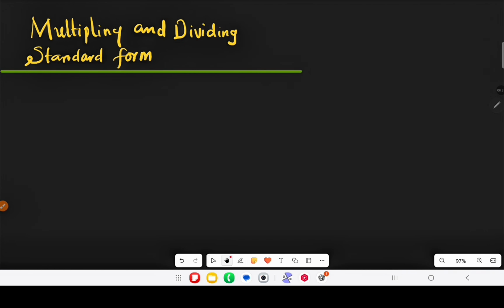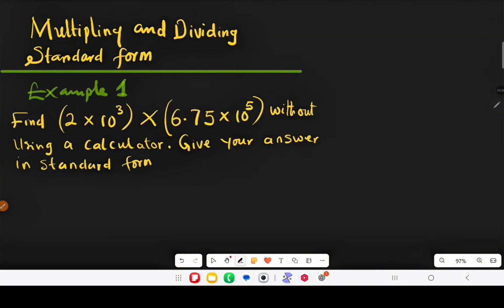In continuation, we are going to look at how to multiply and divide standard form. Example 1. We take that of multiplication first. It says find 2 times 10 raised to the power of 3 multiplied by 6.75 times 10 raised to the power of 5 without using a calculator. Give your answer in standard form.